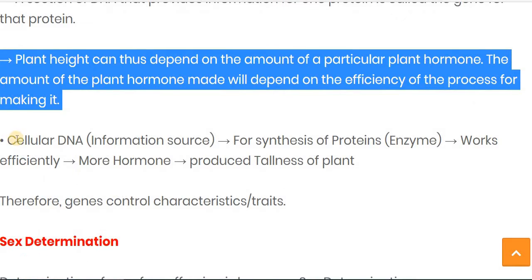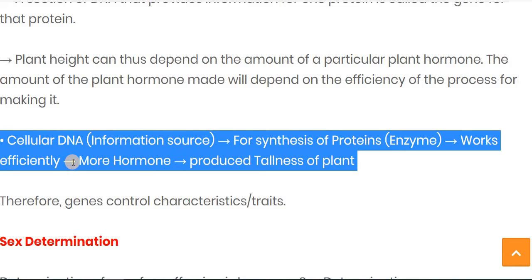Now let's see the cellular DNA. DNA, as I told you, is the main informational source which is responsible for the synthesis of proteins, and whatever hormone or enzyme there is, in its basic nature it is made up of protein only. So the cellular DNA is the informational source, the inherited material, and whatever the character is in a parent, that is passed to the next generation.